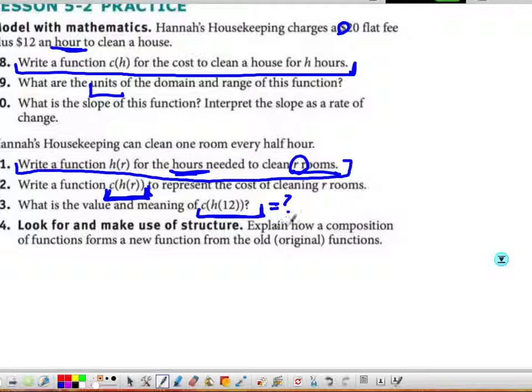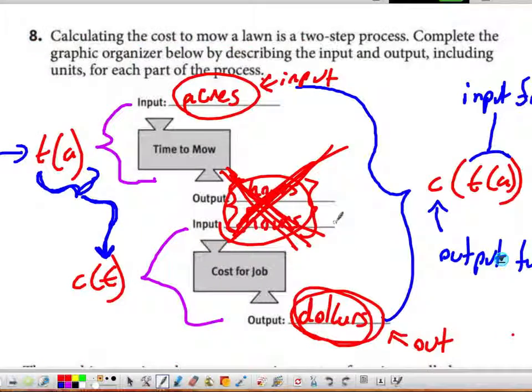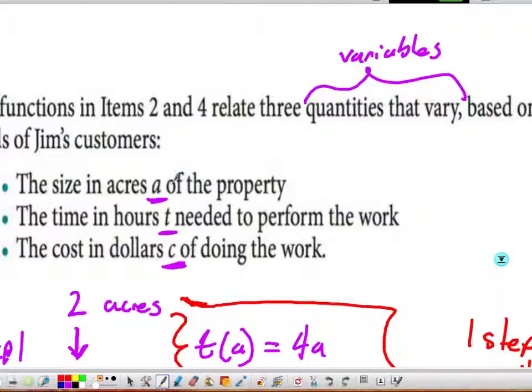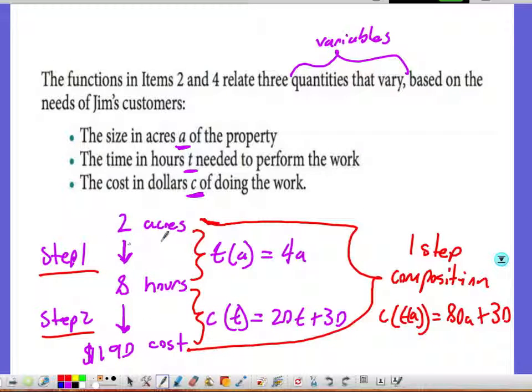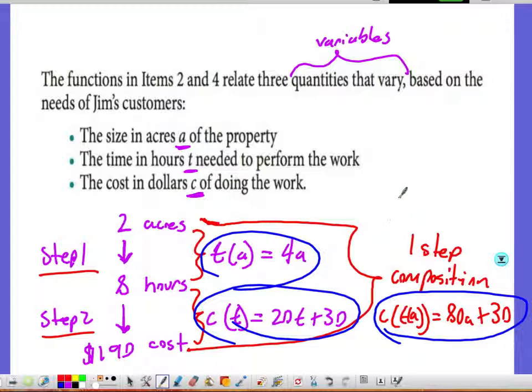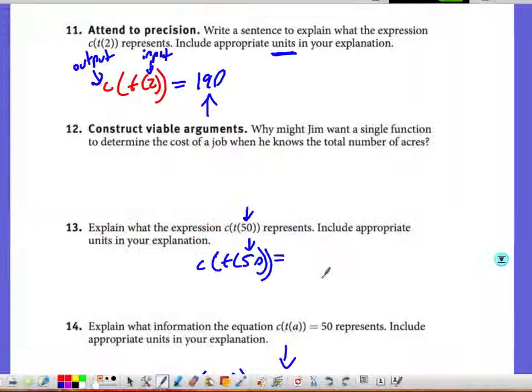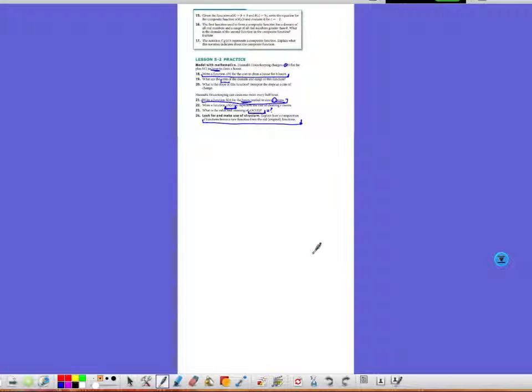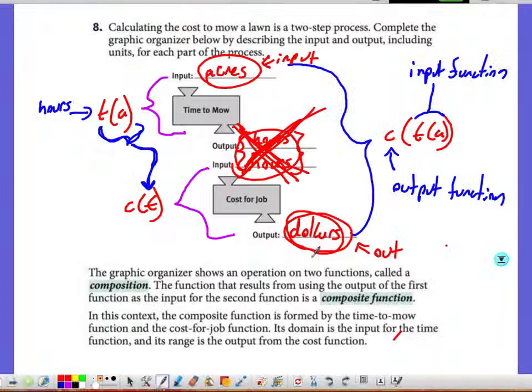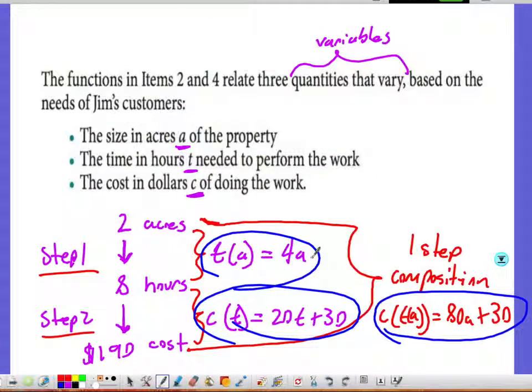And this is important. Explain how a composition of functions forms a new function from the old original functions. So remember, here were my old original functions right here, and notice how I put them together to form a new composite function. Explain the process of how I did that. What else did I have? Okay, I think that's basically it. Thank you for watching.